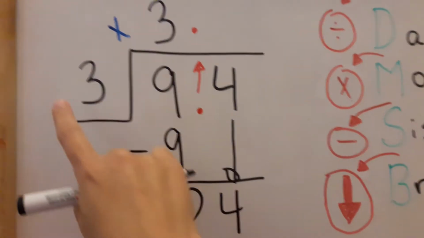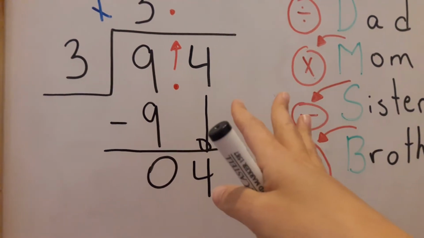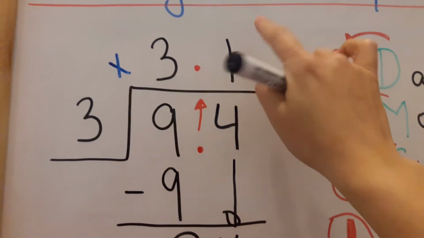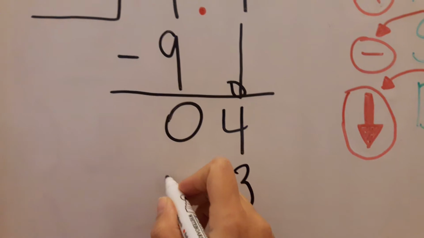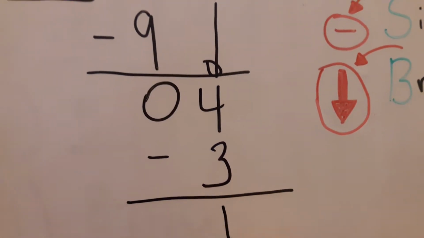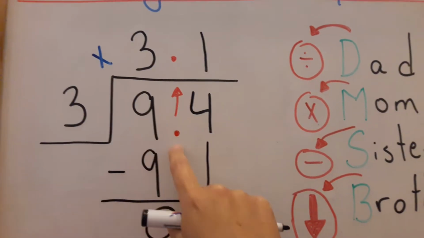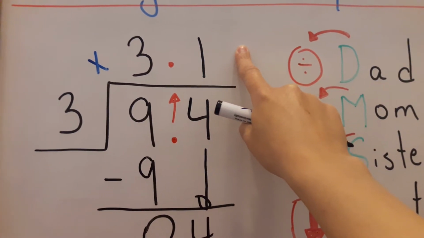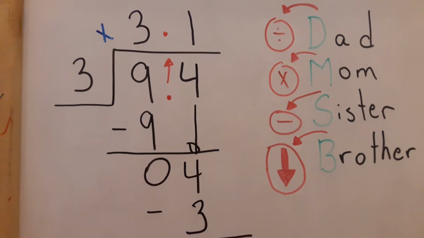It's easy. So 3 times what gives you 4, or a number closer to 4? 3 times 1. So I'm going to put 1 above. 1 times 3, it's 3. Then subtract. 4 minus 3, it's 1. So the 3, it's the divisor. 9.4 is the dividend. 3.1 is the quotient. And 1 is the remainder.